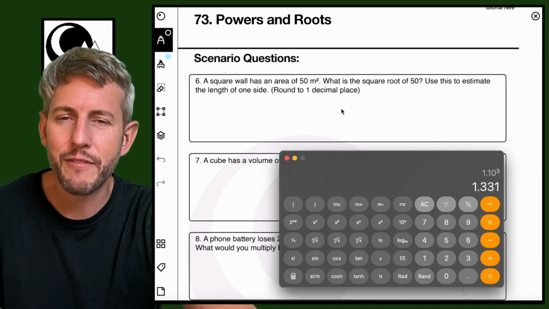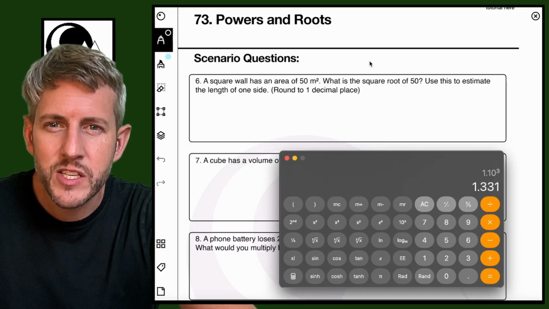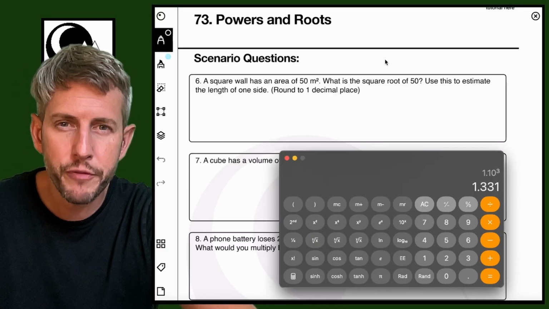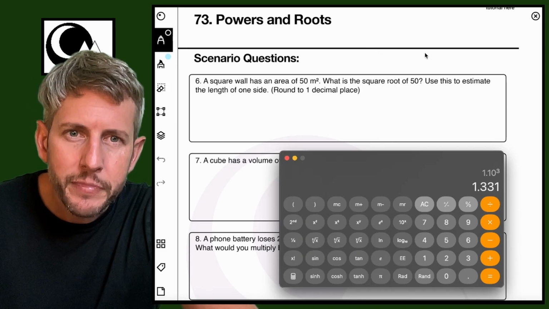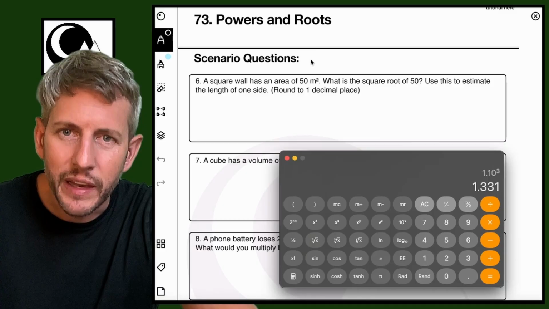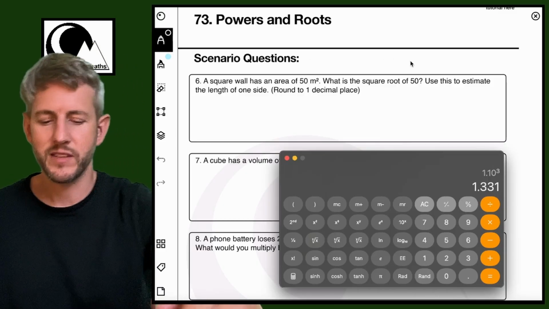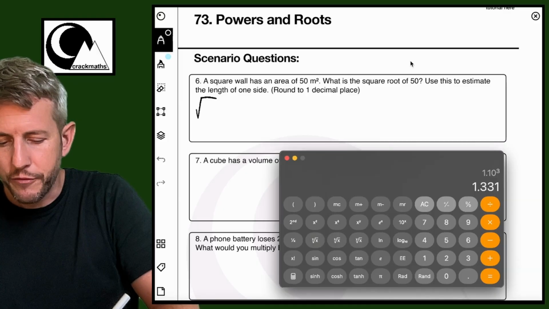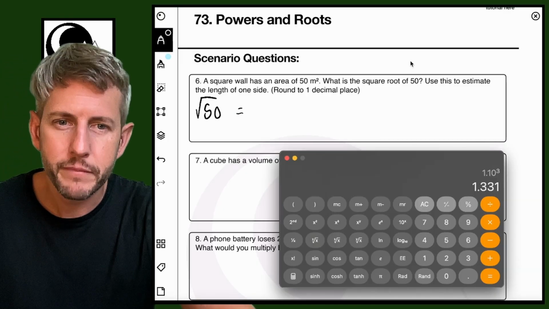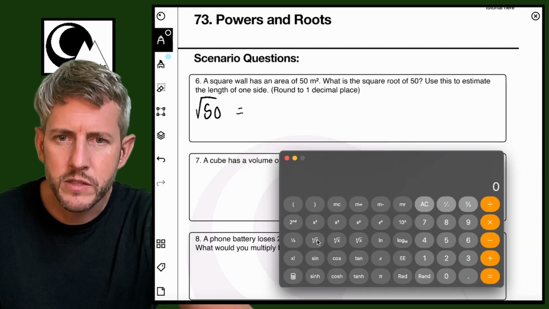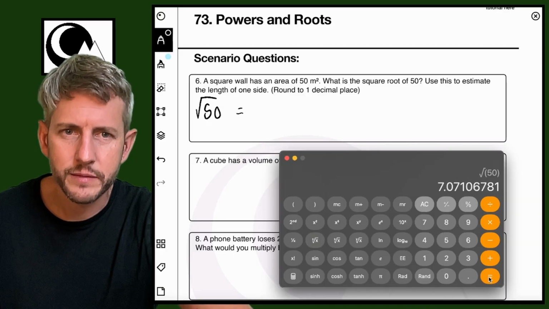Let's have a look now at question 6. Question 6 says, a square wall has an area of 50 metres squared. What is the square root of 50? Use this to estimate the length of one side. Round your answer to 1 decimal place. So we want the square root of 50 to find out the side length of the square. Here we go, square root 50. Let's find out what that is.